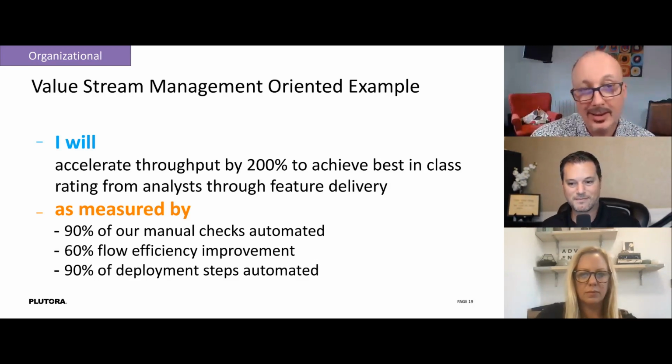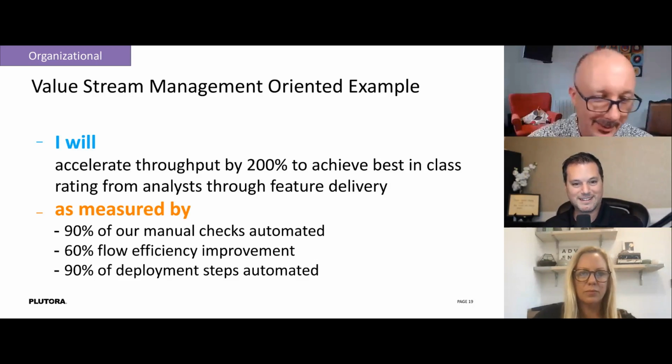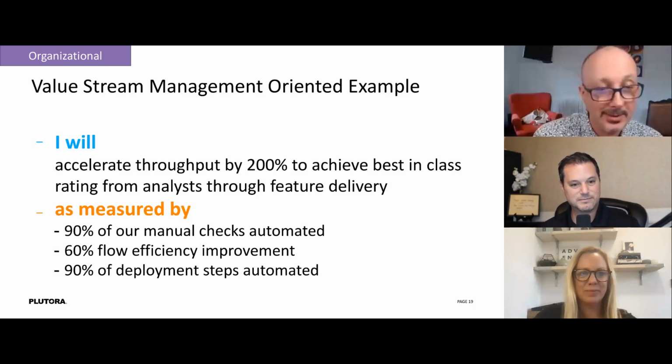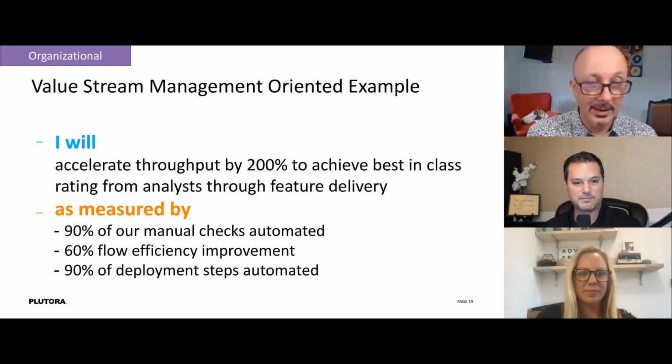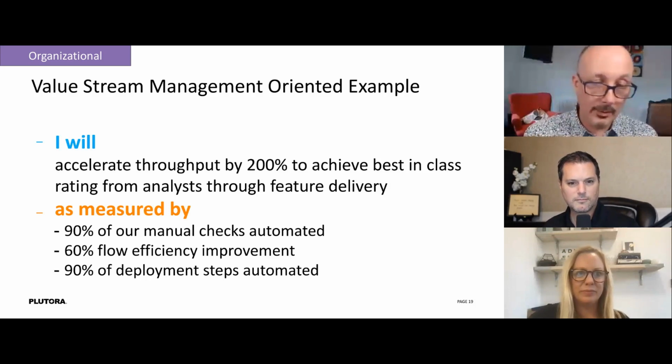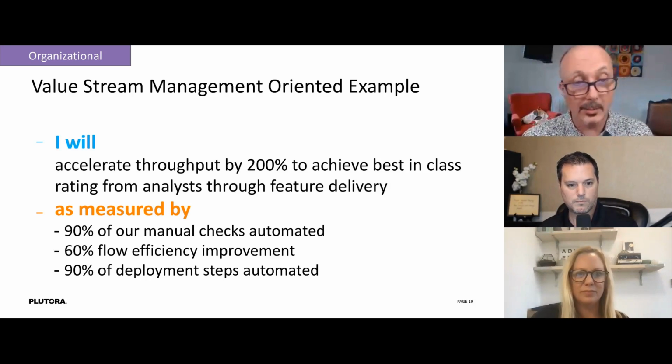We might have started here with just accelerate throughput by 200%. In fact, we did. But then we worked hard a bit to make it meaningful. So the question was, then what happens? And this I wouldn't have thought of: best in class rating from analysts. I mean, maybe that in itself could have been all the objective that we need. But if Jeff understood, or the team understood, that there was something very specific that we were falling short on in the eyes of analysts, then this is a very sensible objective to go for, and a very sensible set of key results.